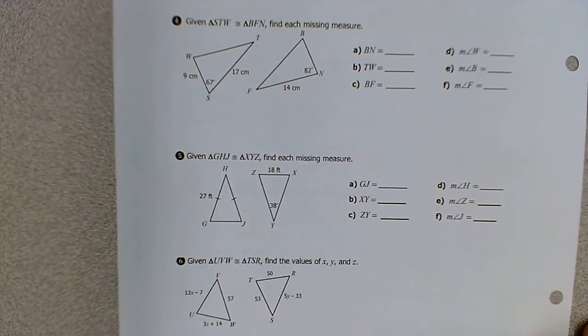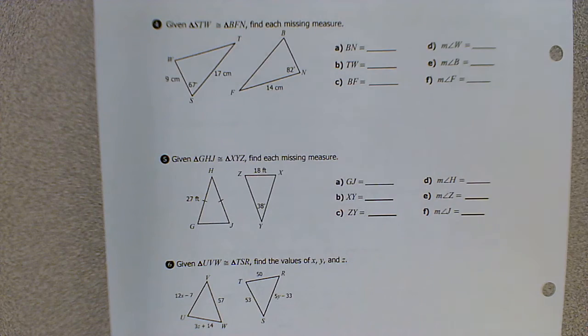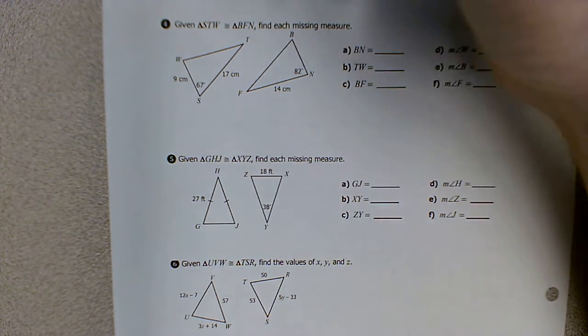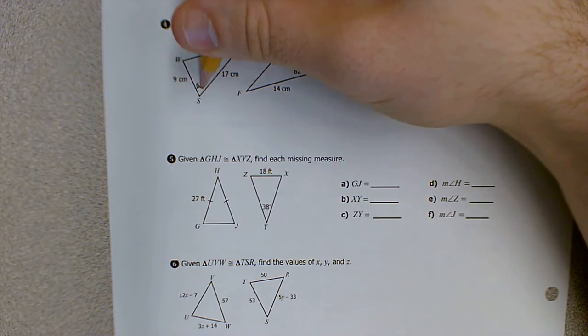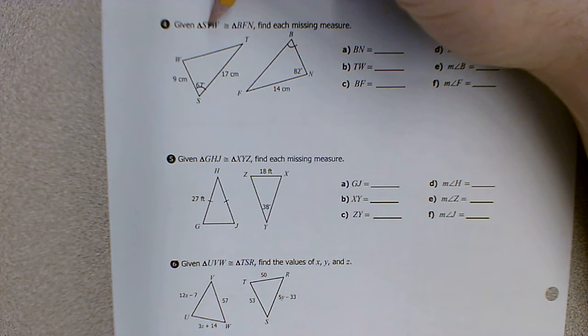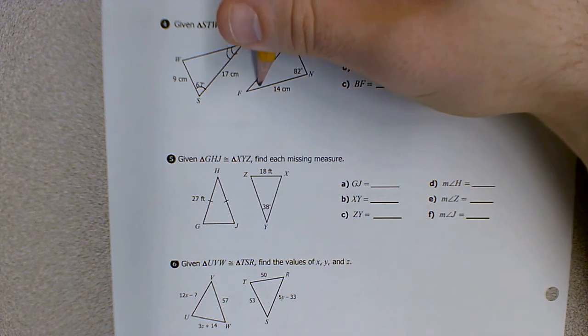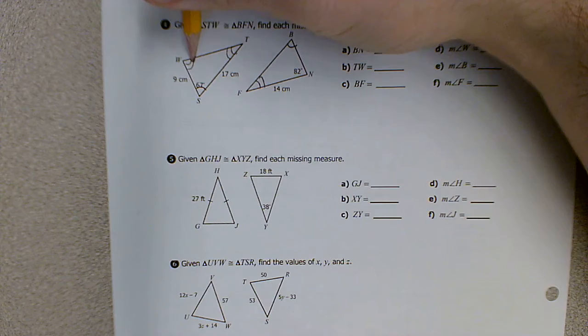Okay, for these, I'm going to solve questions 4 and 6, and then leave questions 5 and 7 for you. For question 4, I want to make sure I fill in all of my missing information first, and then transcribe it to the table, starting with my arcs like I did in the last question. Angle S and angle B are both going to be 1 arc. Angle T and angle F are both going to be 2 arcs. And then angle W and angle N are both going to be 3 arcs.